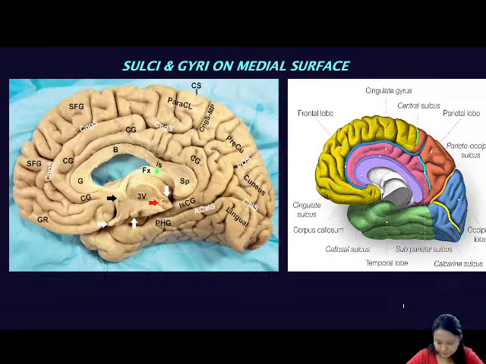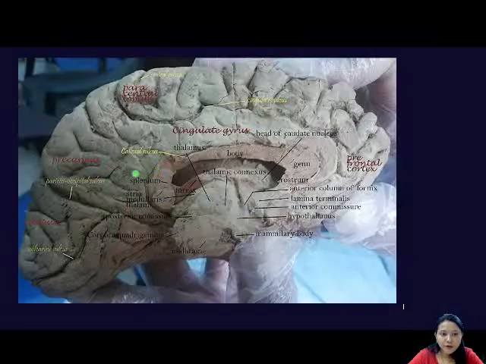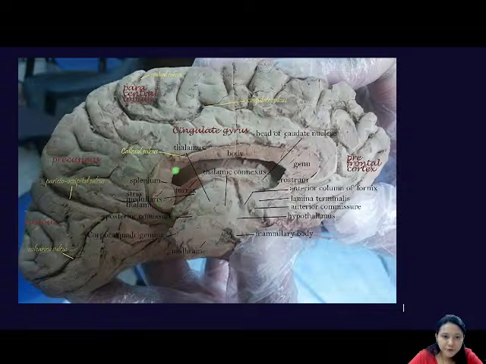So you can see this image, the cut section. Again I want to show the cut section. As you can see here, this is the callosal sulcus, which is lodging the corpus callosum. If I have to show with a pen color, I will show it. So with this blue color, as you can see, this is the callosal sulcus which is lodging the corpus callosum.